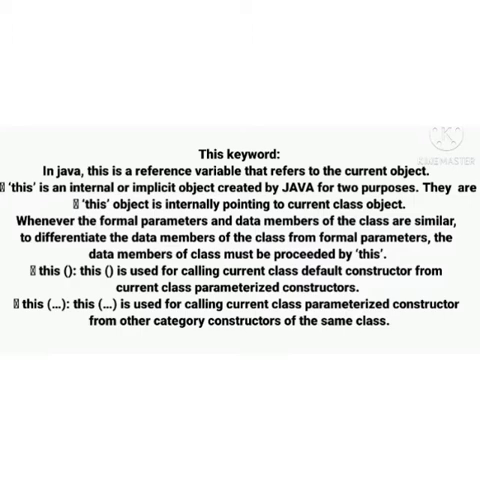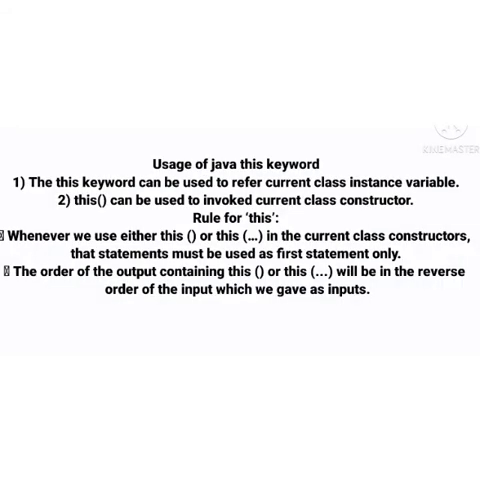Next are the uses of the this keyword. The this keyword can be used to refer to the current class instance variable. It can also be used to invoke the current class constructor. The rule is that whenever we use this in the current class constructor, that statement must be used as the first statement only.